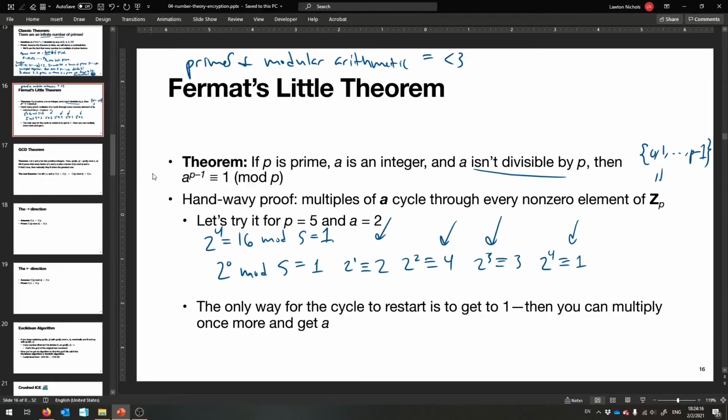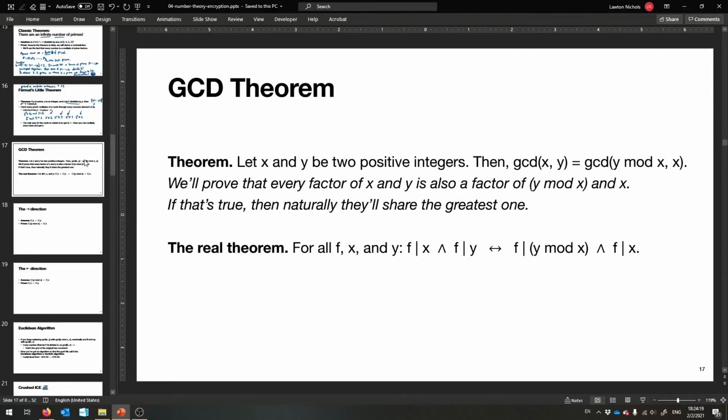And now we are ready for one of the most important theorems of this class. It is called the GCD Theorem. It's going to come in so much use when we do RSA. Oh man, is it a great theorem. So I'm going to try my best to explain it to you. Let's do this. So here's the theorem.